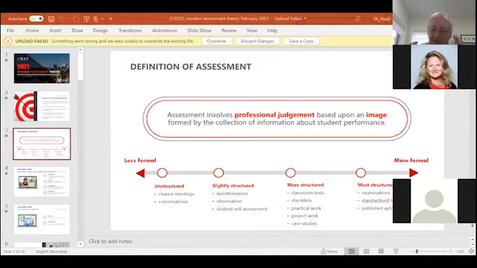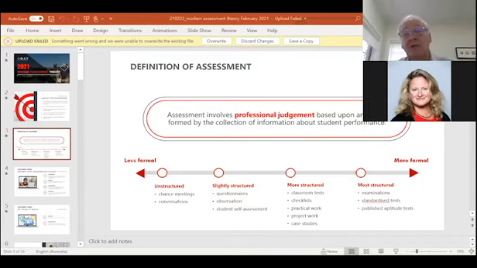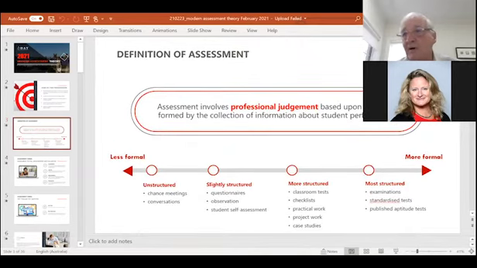And what it is, is professional judgment based on an image of a student formed by the collection of information about their performance. It took us a number of years to work out this definition, because we're trying to replicate what teachers actually do. Eventually we came to this idea that all testing, all assessment is professional judgment. Even if it's a standardized test, somebody's made a decision: I'll put this question in and this one not in, and so on. So there are some key points in there: the notion of professional judgment, building an image, and so on.